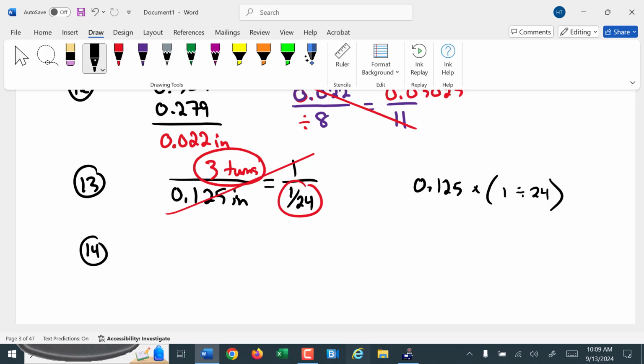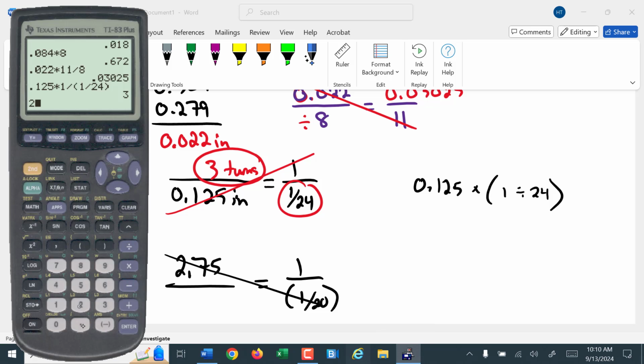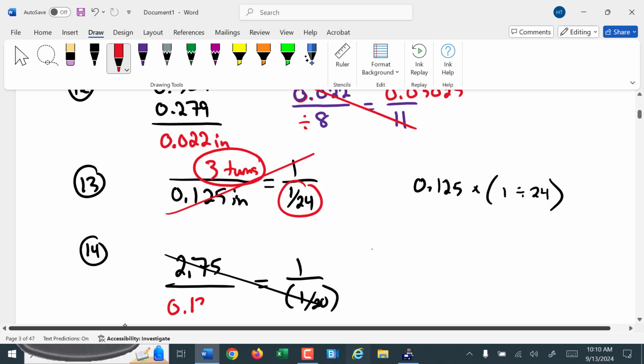So how far does a plate move on a 20 thread per inch bolt if it's turned 2.75 turns? So 2.75 turns, if one turn is 1/20th of an inch. So we got 2.75 times the 1 divided by 20. I put that in parentheses again, 1 divided by 20, close that up. Then divided by 1 isn't going to change anything, so it's 0.1375 inches.